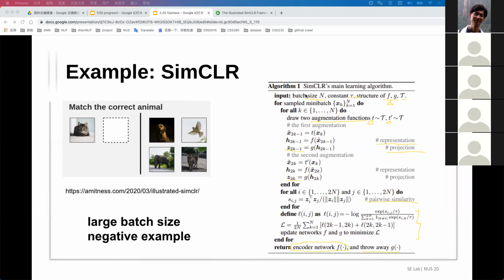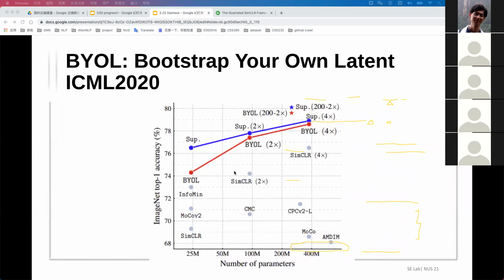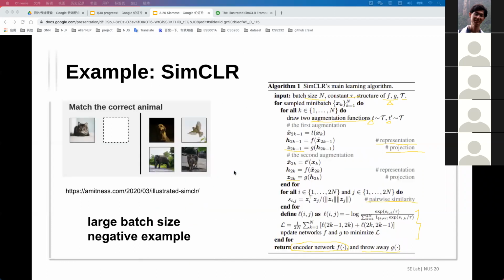Sorry, I forgot your point. So let me ask one by one. Can you distinguish the representation and projection, and more specifically in F and G? So you first get a representation, then you have the projection second, right? Yes. And how do you distinguish the representation and projection? The representation is used for the downstream task.